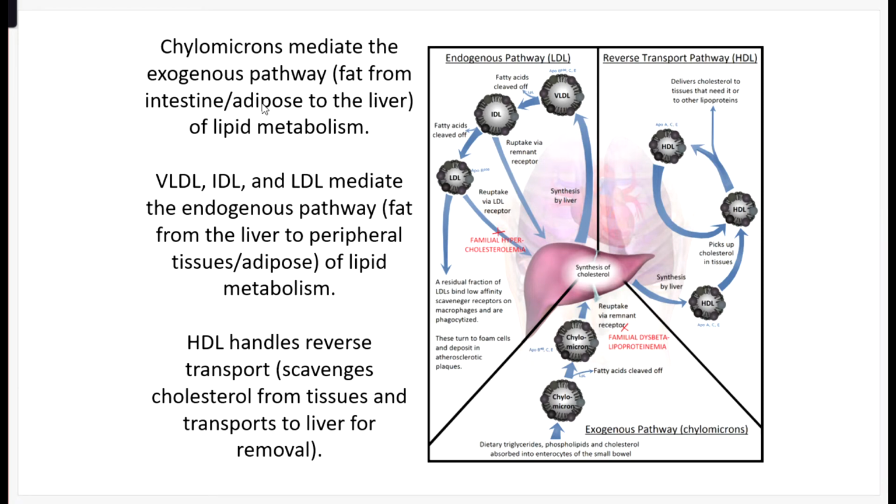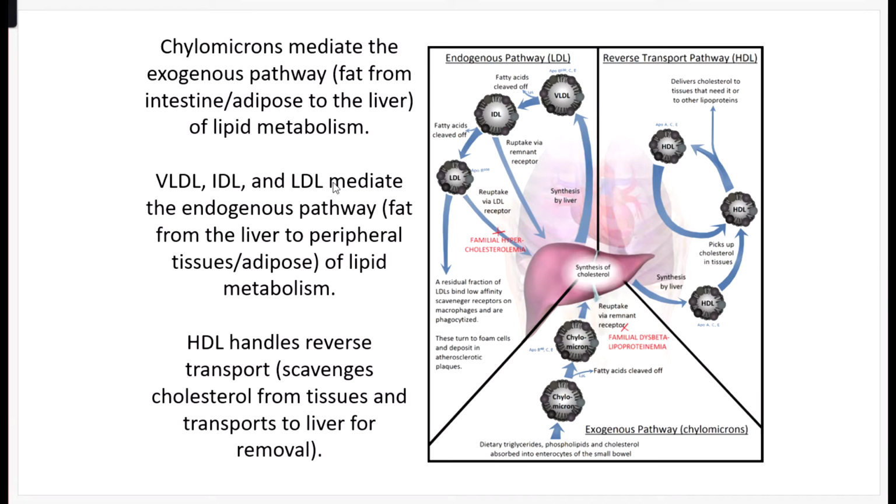Once again, chylomicrons mediate the exogenous pathway: fat absorbed from the intestine will move to the liver. So that is the beginning, the exogenous pathway. Dietary TAGs, phospholipids, and cholesterol are absorbed into the intestinal lining. Some fatty acids are cleaved off by tissues that use them as a source of energy, and then they make their way to the liver for uptake. Chylomicrons bind specifically to a receptor that recognizes apolipoproteins on the outside of the chylomicron. And if this receptor is broken, this is the disorder that results. That's a genetic disorder.